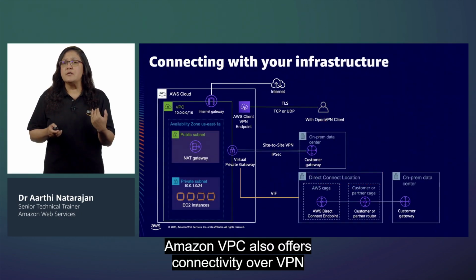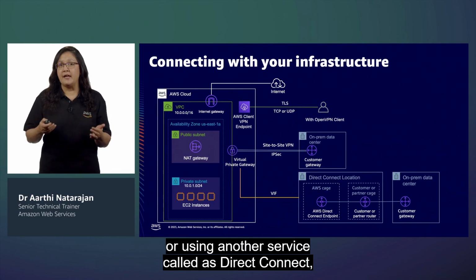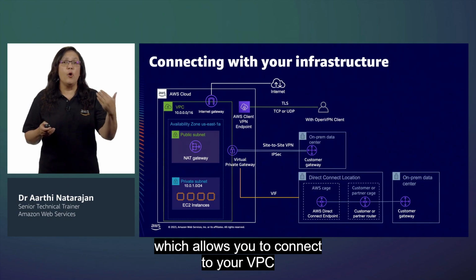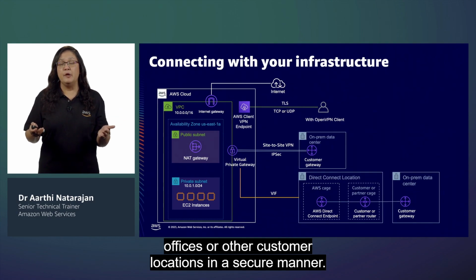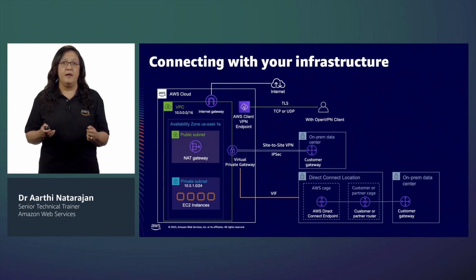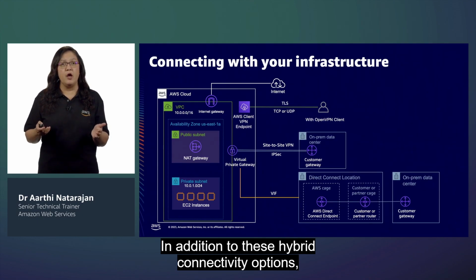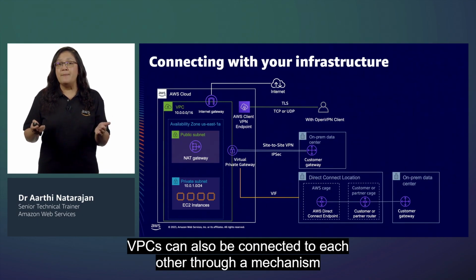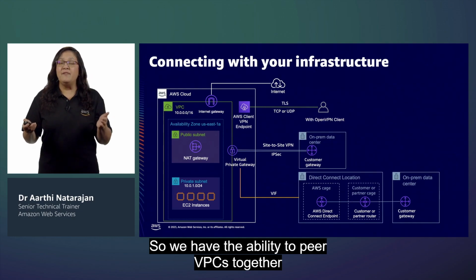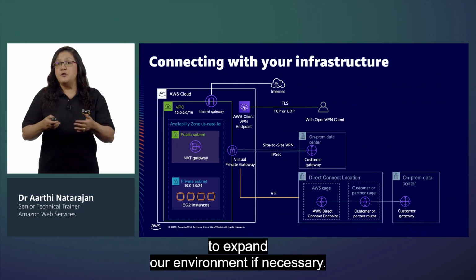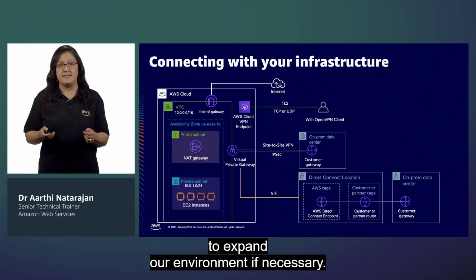Amazon VPC also offers connectivity over VPN or using another service called Direct Connect, which allows you to connect to your VPC from your on-premise data center, offices, or other customer locations in a secure manner. In addition to these hybrid connectivity options, VPCs can also be connected to each other through a mechanism called VPC peering, and these VPC peering connections can span multiple regions. So we have the ability to peer VPCs together to expand our environment if necessary.